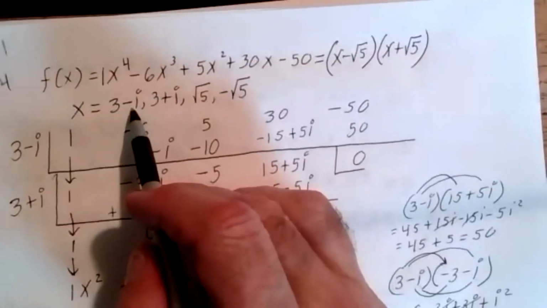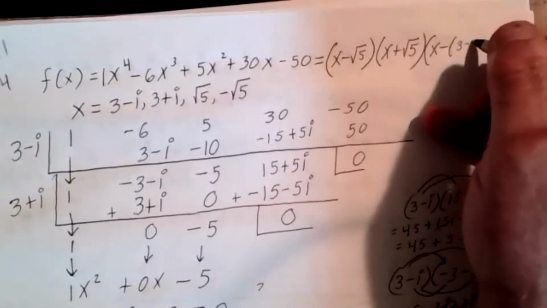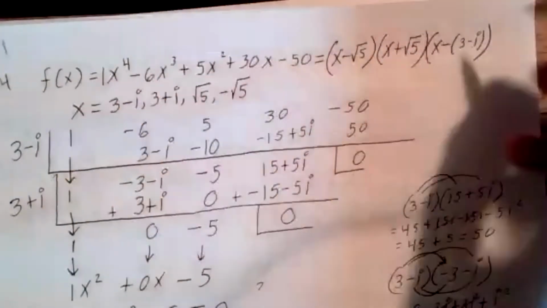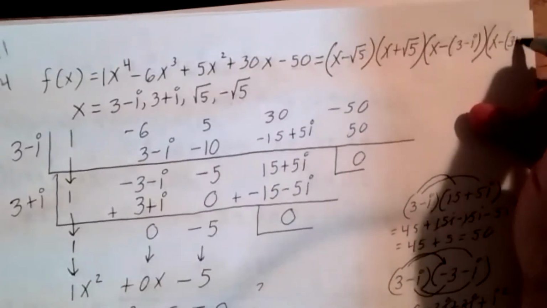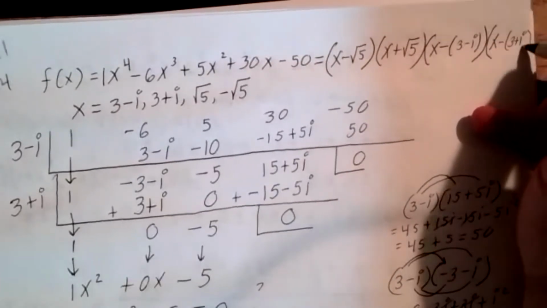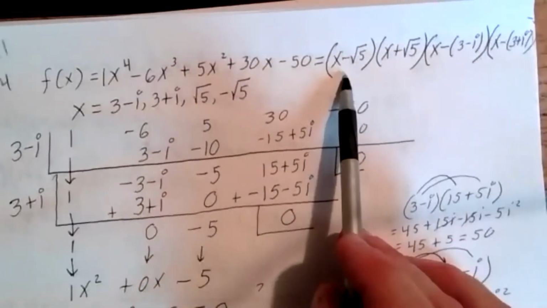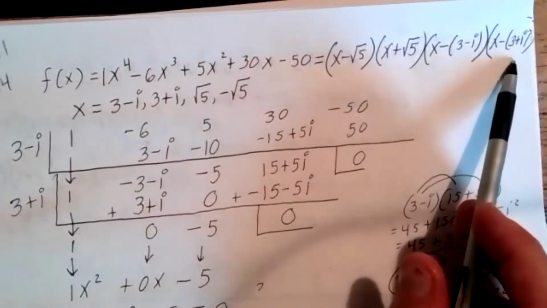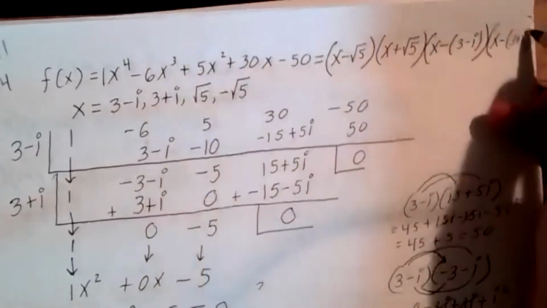If 3 minus I is a 0, it must be true that x minus this 3 minus I must be a factor. If 3 plus I is a 0, which it is, x minus 3 plus I must be a linear factor. Ladies and gentlemen, we have torn down this fourth degree polynomial and completely factored it into the product of 4 linear factors. And we're done.